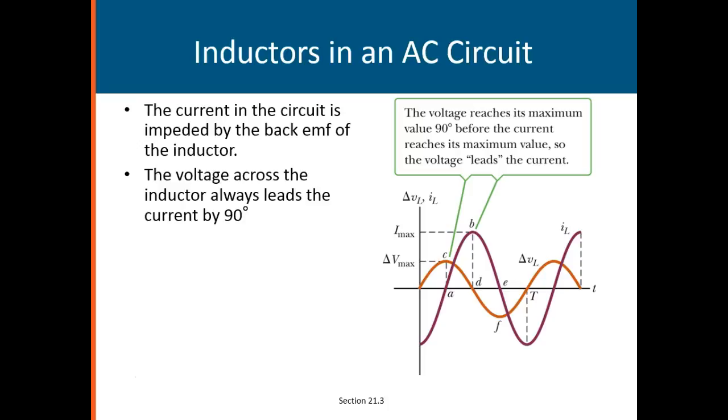The voltage across the inductor always leads the current by 90 degrees. So in a capacitor, the current leads the voltage by 90 degrees. Well, let me say it the other way. In a capacitor, the voltage lags the current by 90 degrees. In an inductor, the voltage leads the current by 90 degrees. The voltage reaches a maximum 90 degrees before.